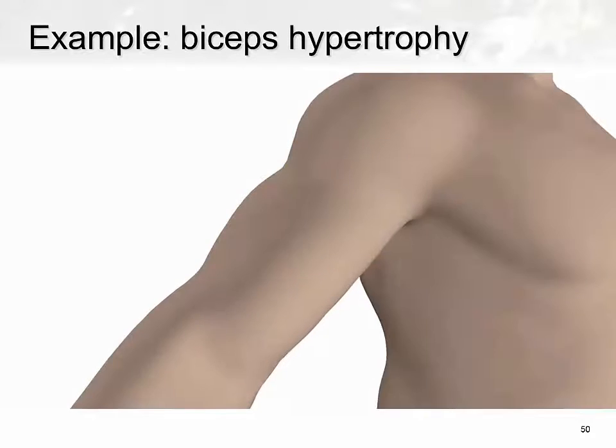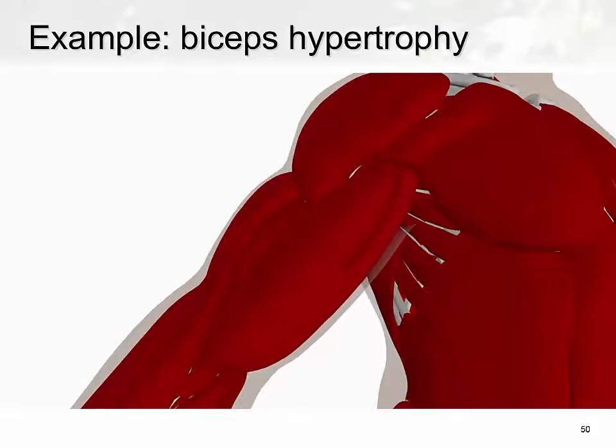So here is an example result. We are simulating the hypertrophy of the biceps muscle. And note that as its volume expands, it pushes the surrounding tissues out of the way.